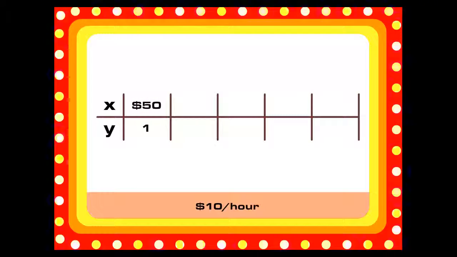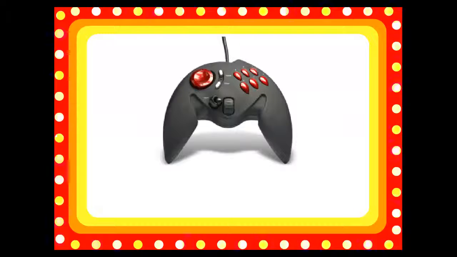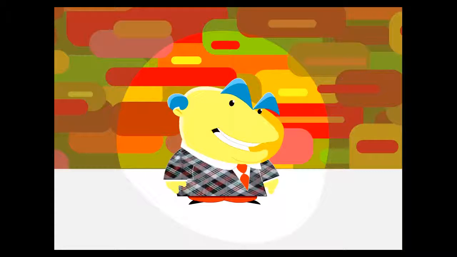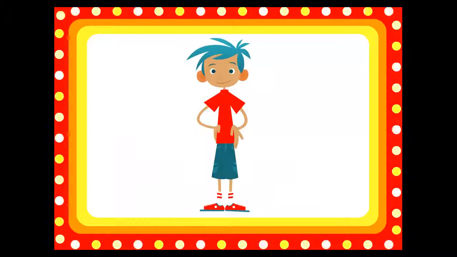If I save $50 each month, the table would look like this after 4 months. So we can see that it would take 4 months saving $50 each month to get the $200 I need for my new gaming system. But what happens if you don't save as much each month? Good question. Obviously, it would take longer to get my gaming system.